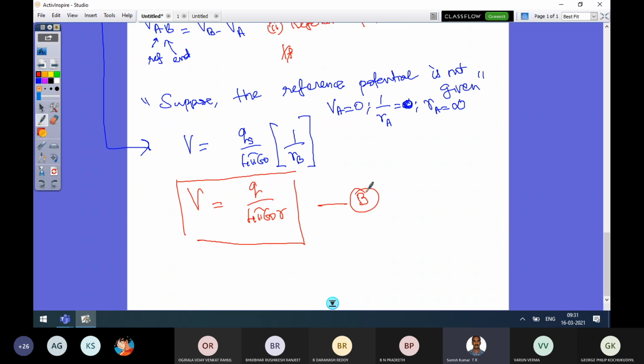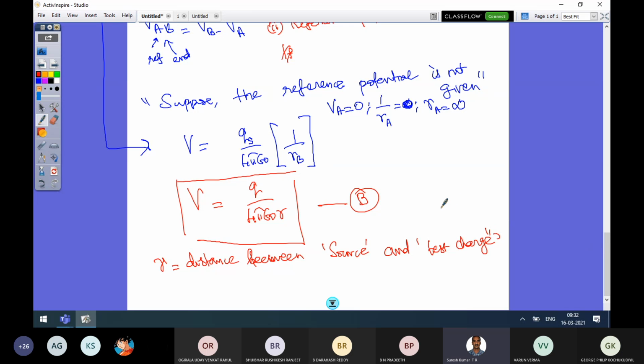And R is the distance between the source charge and the test charge, wherever you are. That will give you R, the distance. Any questions?